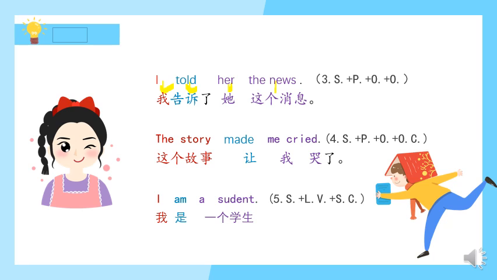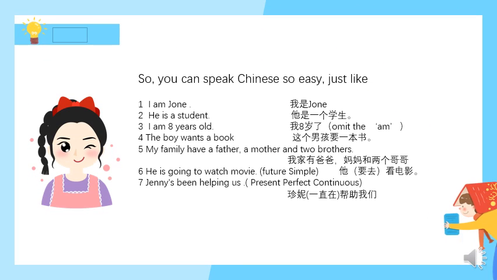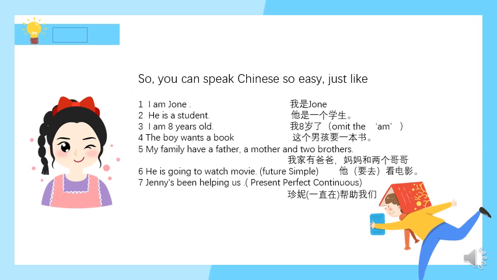这个故事让我哭了. And the fifth one is, I'm a student. 我是一个学生. Student in Chinese means 学生. So, I am a student in Chinese is 我是一个学生. So, you can speak Chinese so easily because their structure is totally the same.